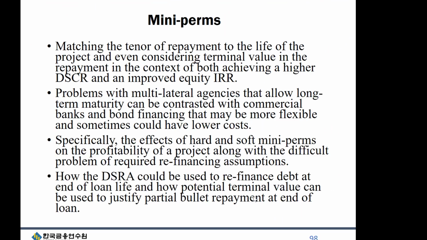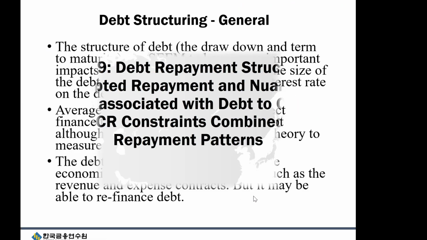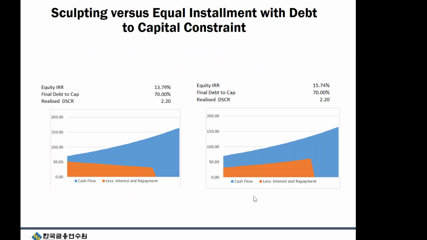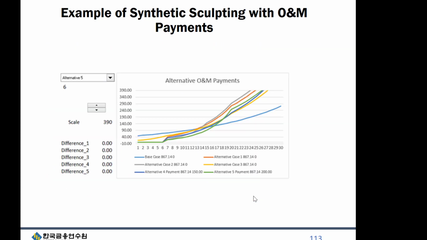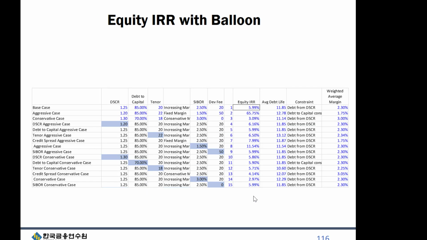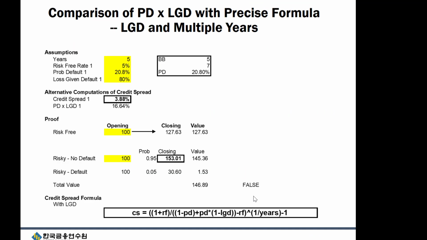refinancing. And refinancing, and that's how you have to evaluate mini-perms and all that, just changes absolutely everything. And then after we go through sculpting, which for me is a lot about getting all these equations right, we'll talk about balloon payments and how you can get the effects of refinancing in those balloon payments on interest and fees.